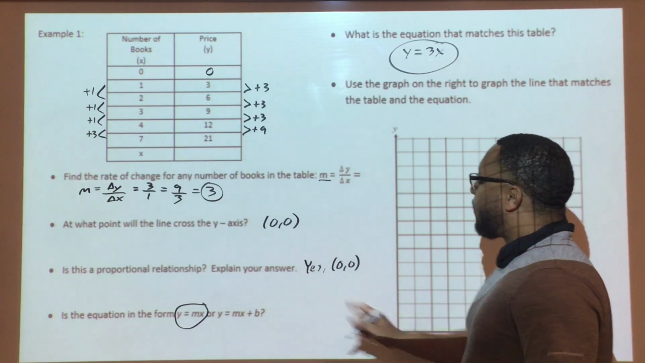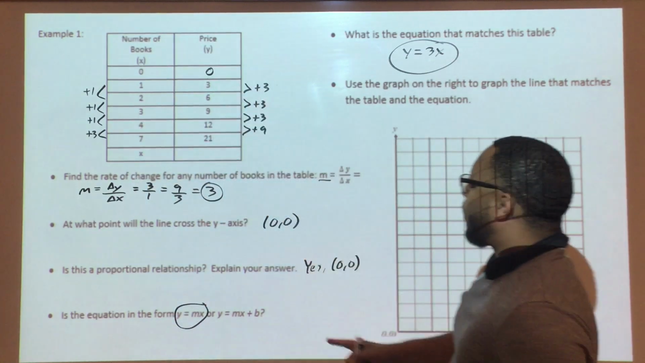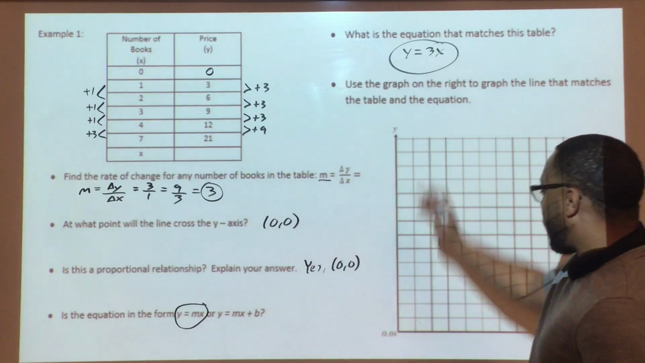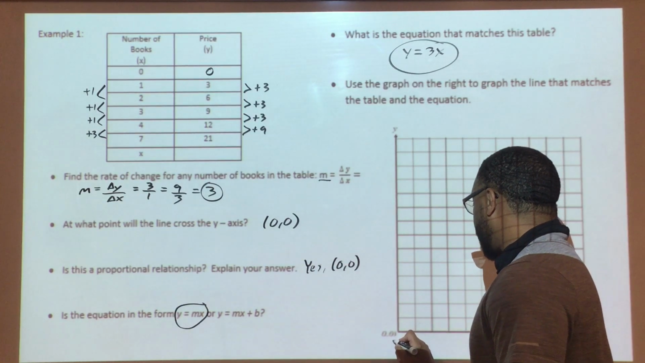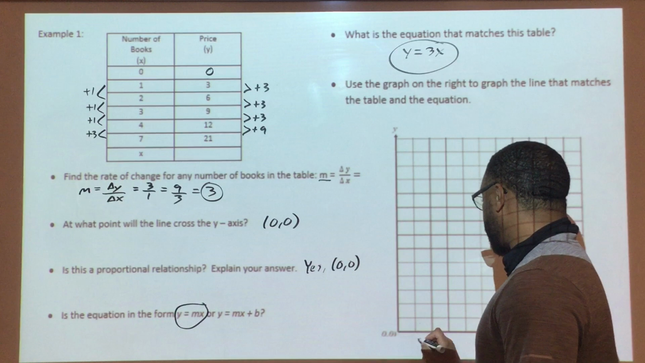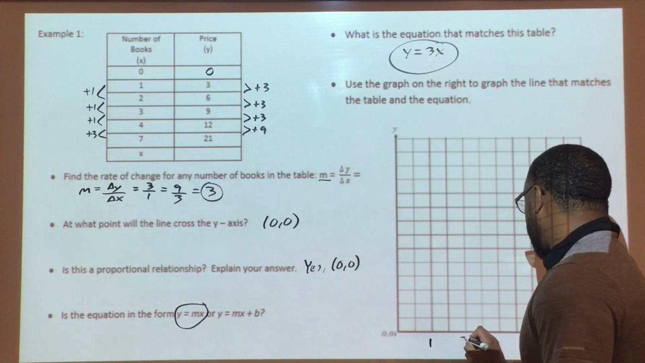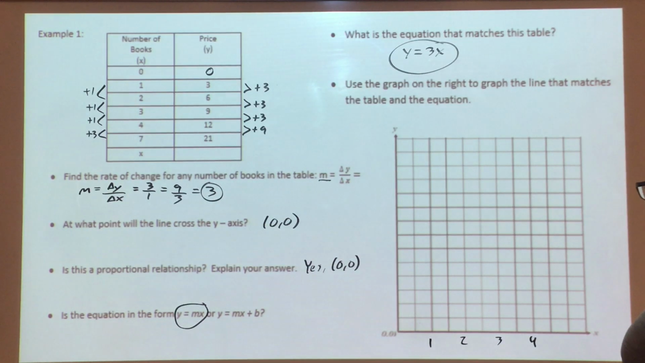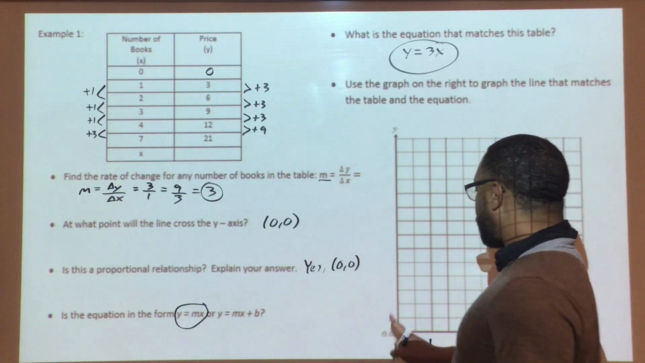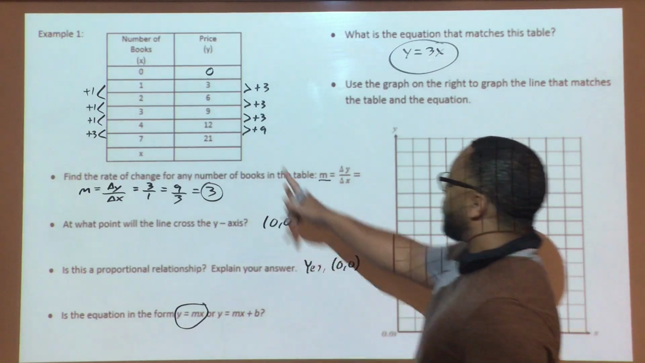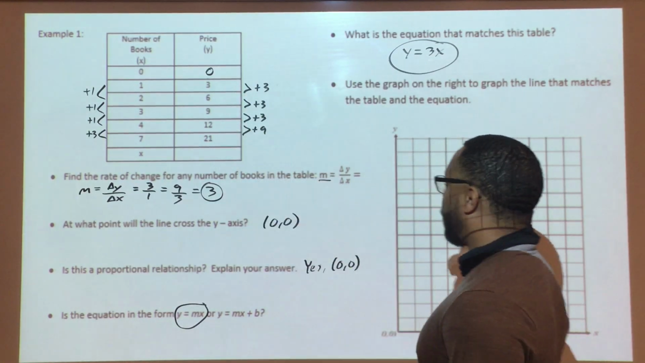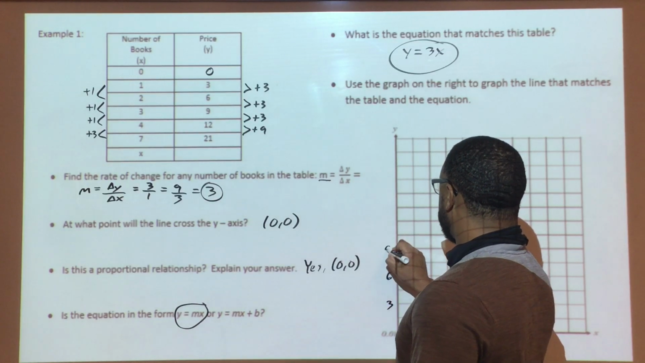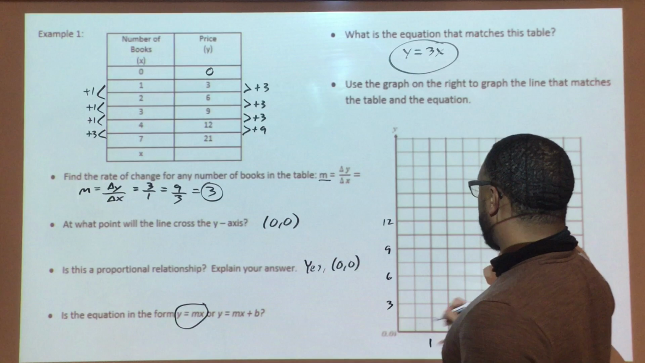So here's how I would graph it. I'm looking at my x column and my y column. My x, remember, flows this way. This is my horizontal. Y is vertical. So if I wanted to graph it, that's 0, 0. And let's just say, well, this is 1, 2, 3, 4. And 4 is good enough. And then when I count upward, since this is going by 3, I can just count by 3. I'll go 3, 6, 9, 12, and we'll stop there.